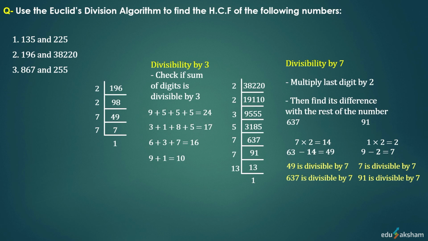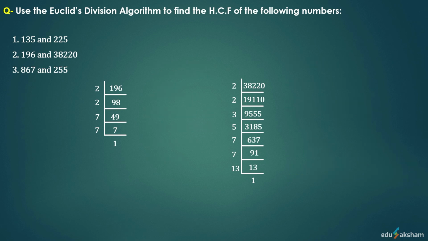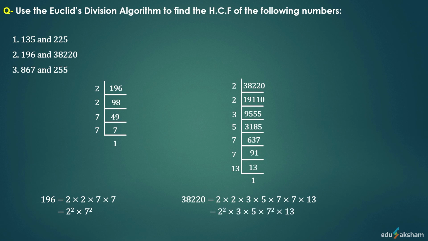Then, we have to write these numbers as a product of their prime factors. 196 equals 2 into 2 into 7 into 7, which is 2 square into 7 square. 38,220 equals 2 into 2 into 3 into 5 into 7 into 7 into 13, which is equal to 2 square into 3 into 5 into 7 square into 13.